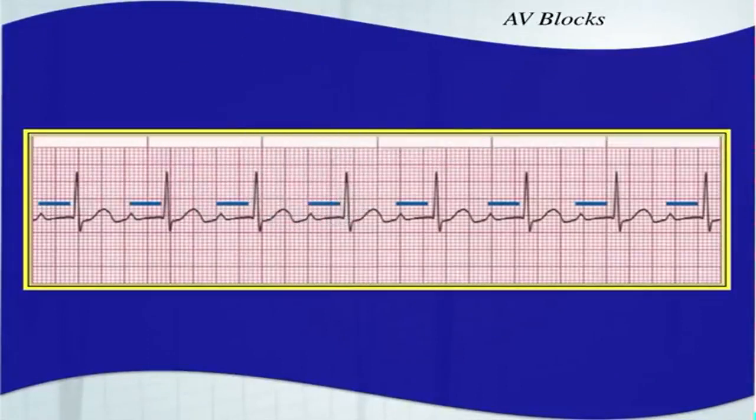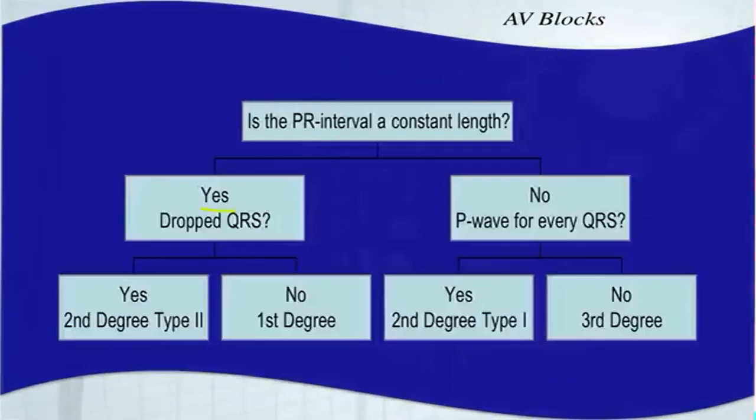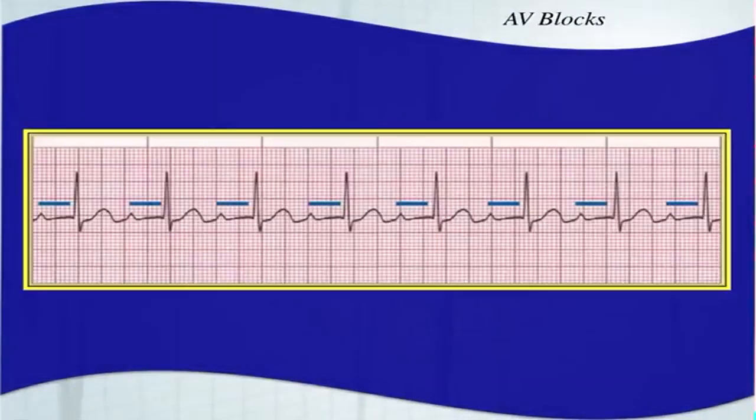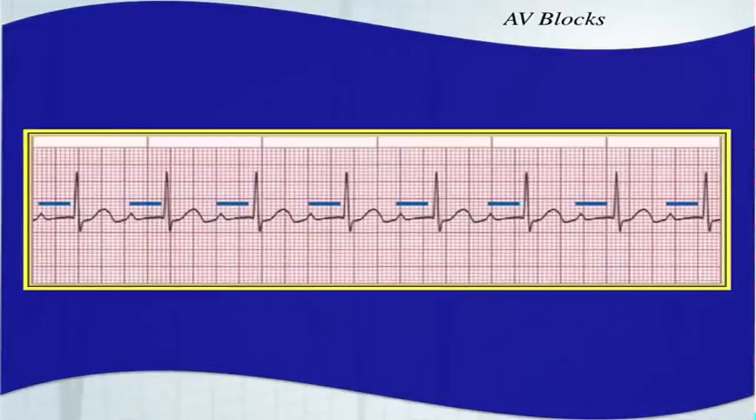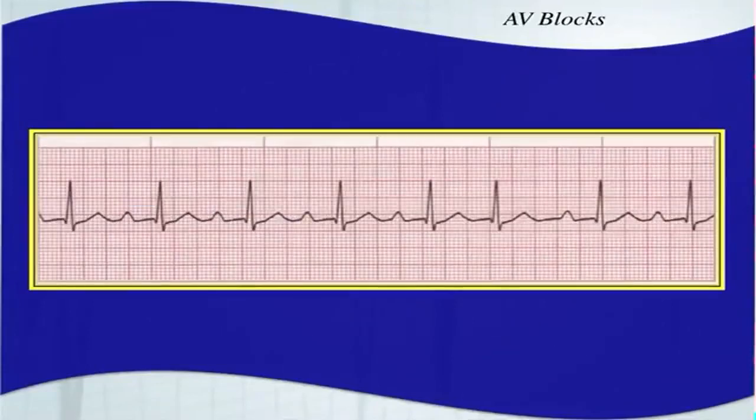The second question we have, since yes, do we have dropped beats? Do we have dropped QRS complexes? And if you look at this, there are no P waves that don't have a QRS complex. Okay, so we can come back here and we could say no, we don't have any dropped beats, so we have a first degree AV block. First degree AV block.